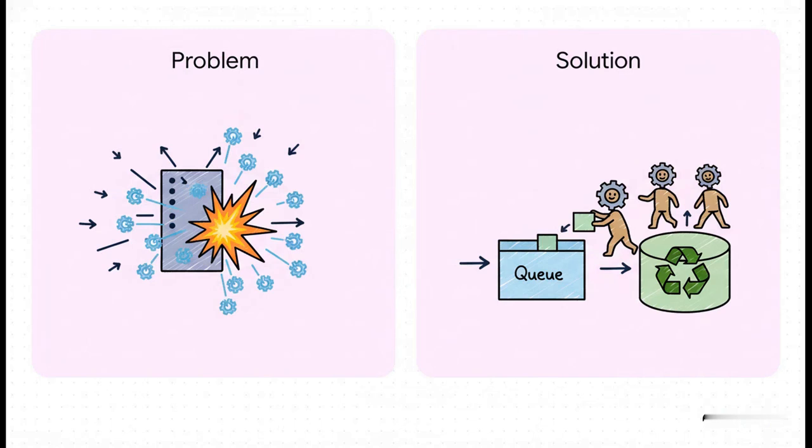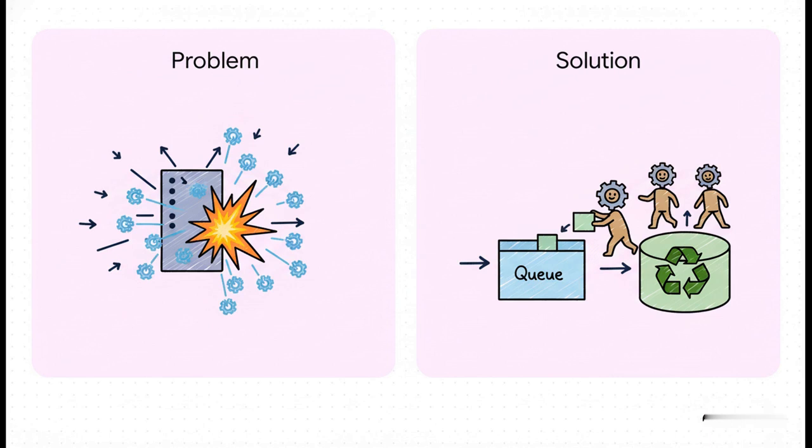First up, the thread pool. This one is absolutely fundamental. The problem it solves sounds simple, but it is a silent killer for applications. If you spin up a brand new thread for every single request that comes in, your system will eventually run out of resources and die. It's just way too expensive.